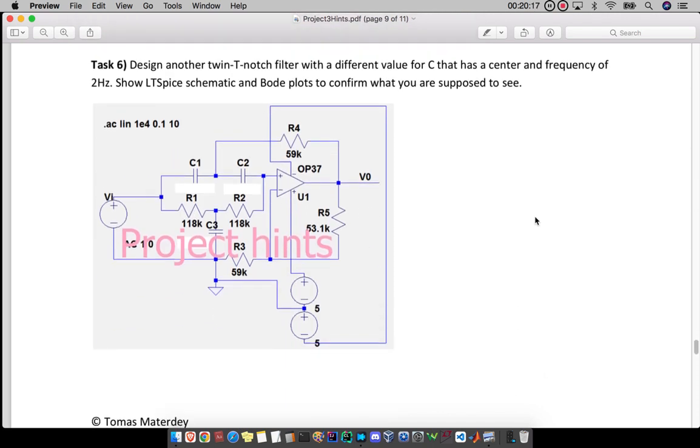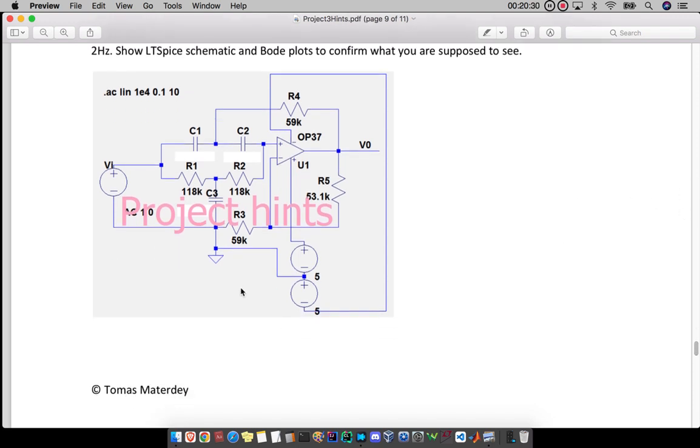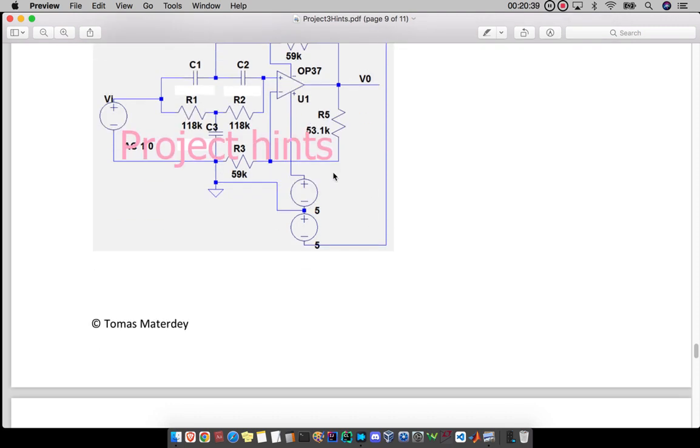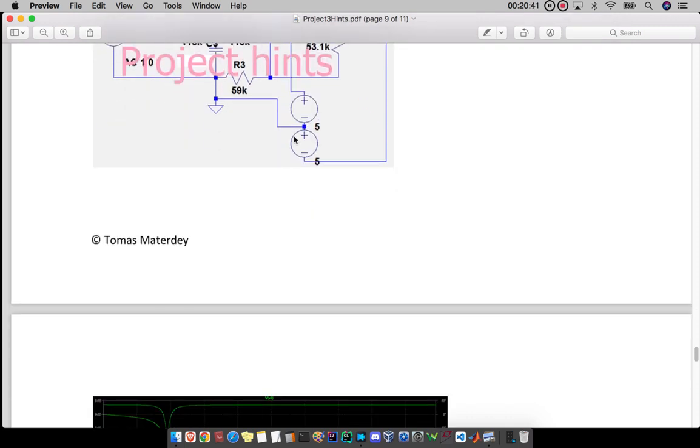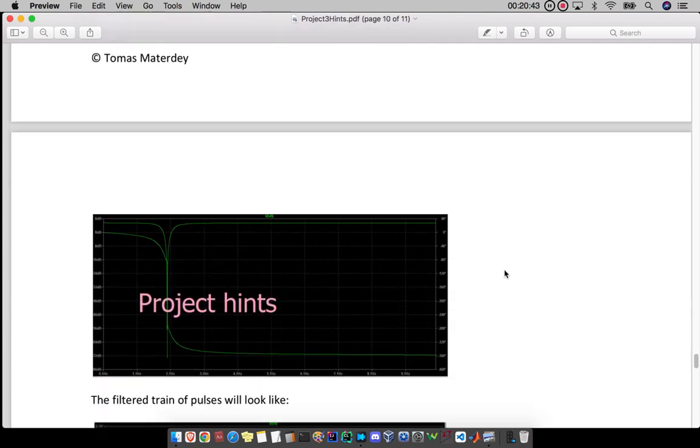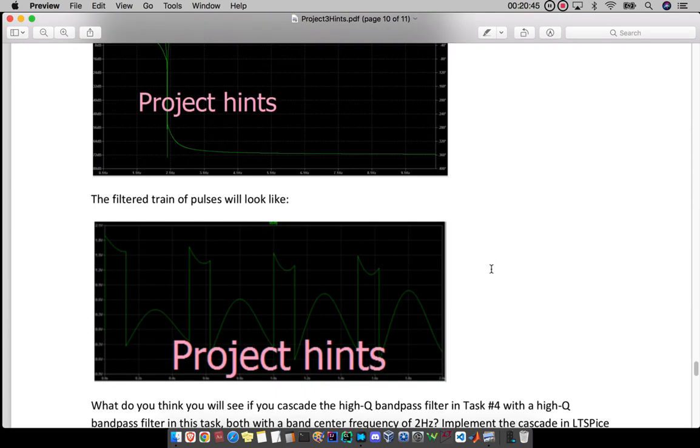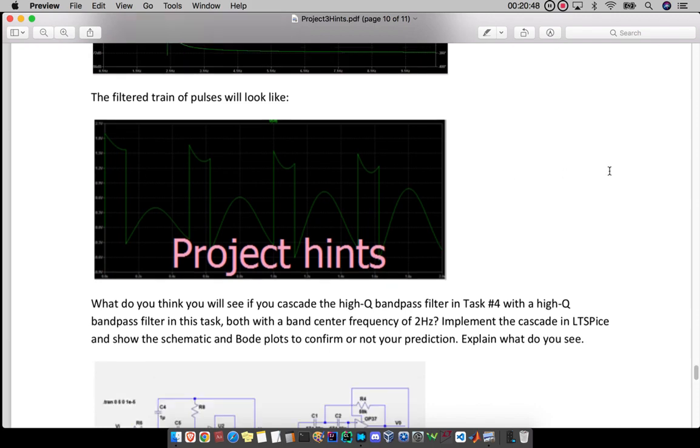All right, so the last task, task 6: design another twin T-notch filter with a different value for C. For C1, C2, and C3, having a center frequency of 2 Hz. Same as before. Design your new schematic for LT Spice. I recommend saving this and then saving as a different file name for task 6, whatever you want, just to save yourself some time. So the expectation, in terms of the Bode plot, should look something like this.